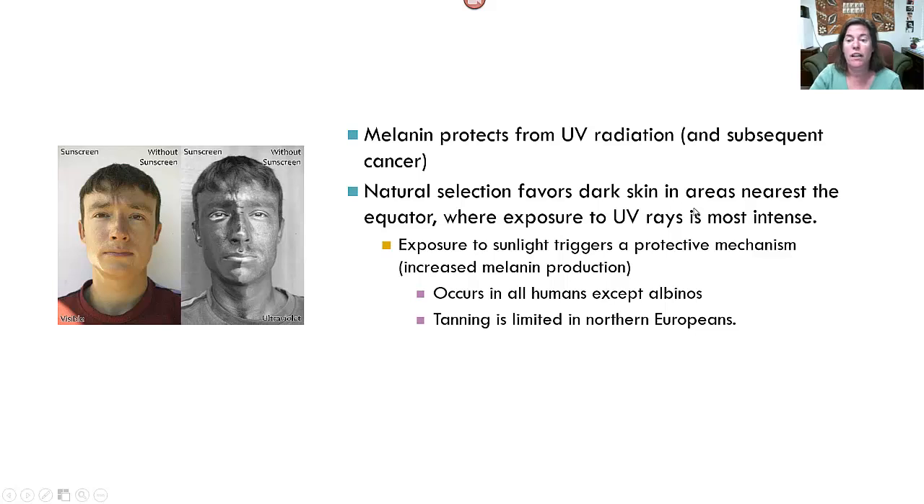Natural selection favors darker skin in areas near the equator, where exposure to ultraviolet rays is most intense. Exposure to sunlight triggers a protective mechanism in our skin called increased melanin production, and this occurs in all humans except albinos and some northern Europeans where tanning is very limited.